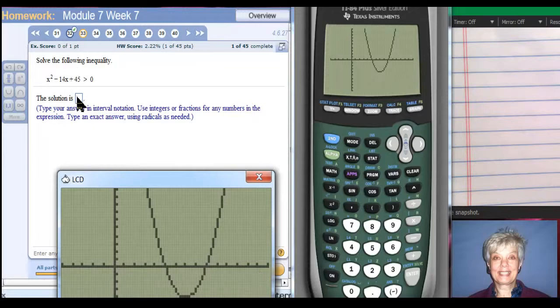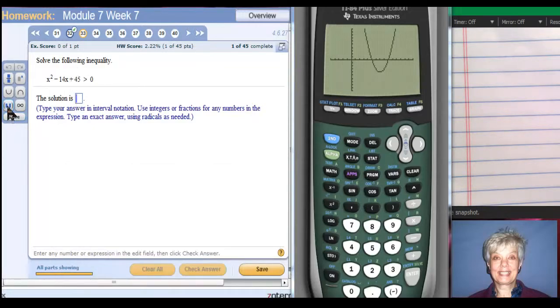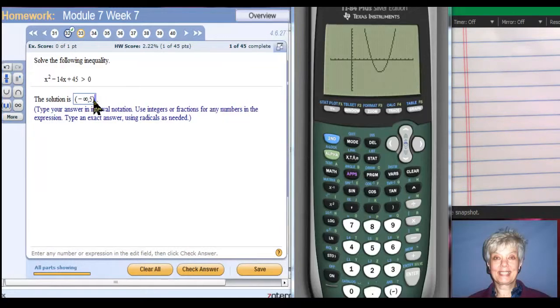So I'm going to come over here and say negative infinity to 5. And then I'm going to move to the right. I'm going to choose union. Then I'm going to choose this interval notation with parentheses because this is a strict inequality. And then I'm going to say from 9 to infinity.